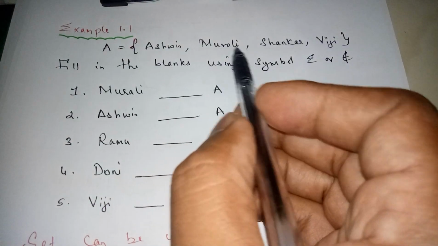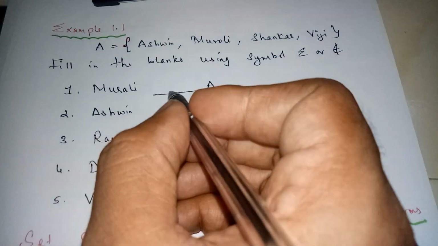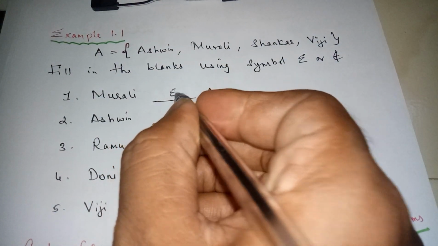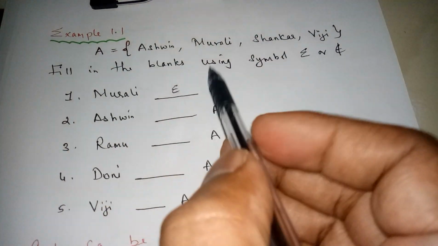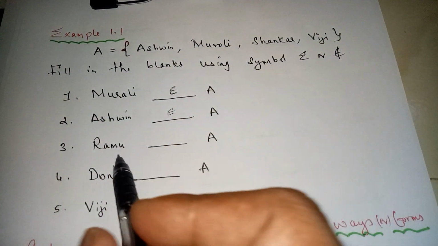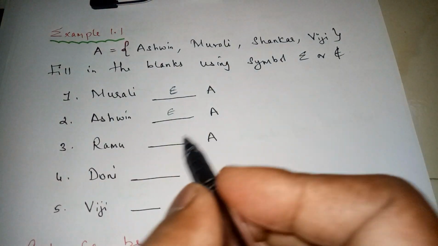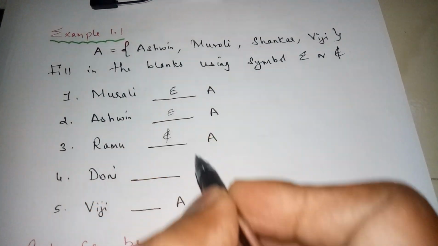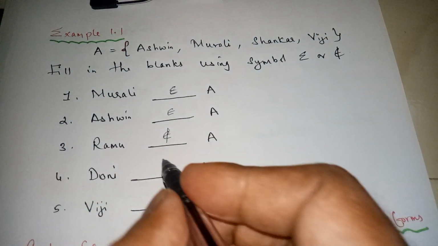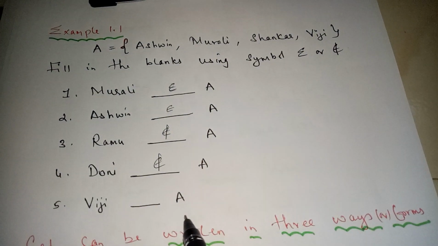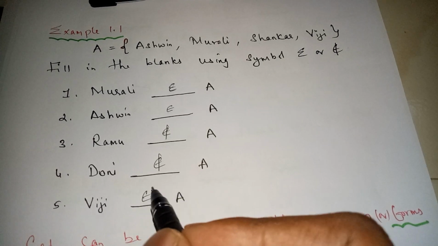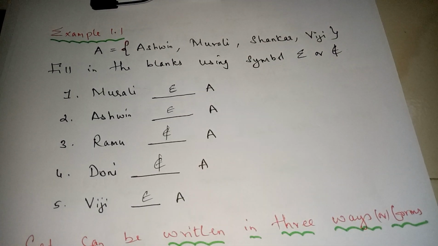See, Murali is already there in the set. We say it belongs to. Ashwin is already there in the set. We say it belongs to. Ramu is not in the set. We say it does not belong to. Dhoni is not there in the set. We say it does not belong to. Vijay is there in the set. We say it belongs to. Now you understand the concepts.